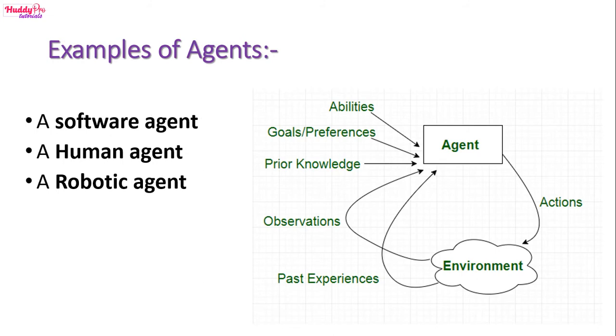Let's talk about the examples of agents. We have a software agent, a human agent, and a robotic agent. Let me try to throw more light on each of these. A software agent has keystrokes, file contents, and received network packages, which act as sensors, and displays on the screen. Okay, what about human agents? These have eyes, ears, and other organs which act as sensors, and hands, legs, mouth, and other body parts act as actuators. Then a robotic agent has cameras and infrared rangefinders which act as sensors, and then various motors acting as actuators.